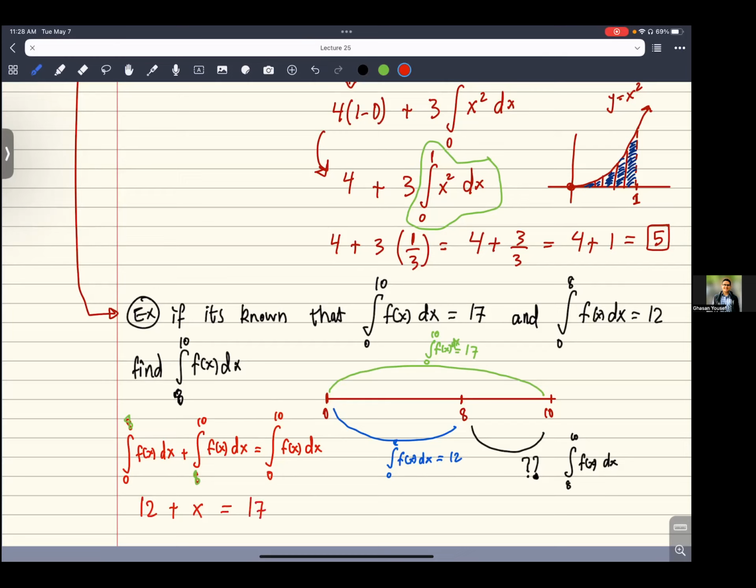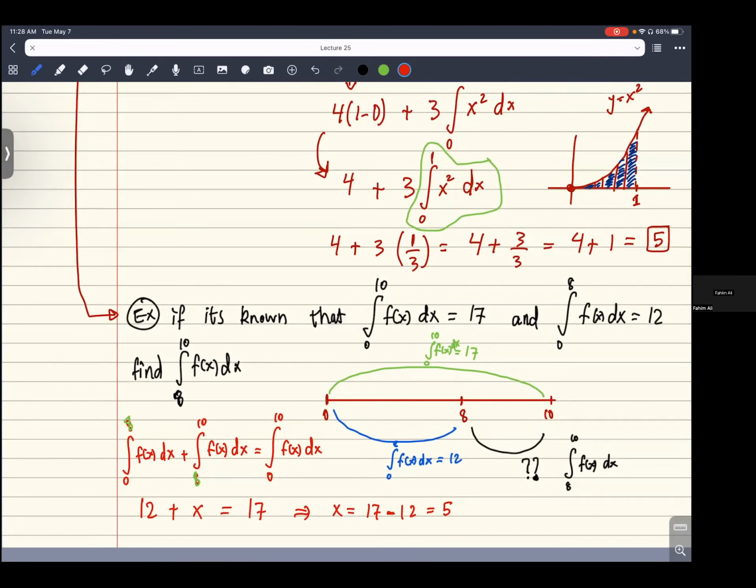Now we have to solve the equation. It's not that hard, a simple equation. How can we find it? So x equals 17 minus 12. And what's the value? 5. So the integral here is equal to 5. This is equal to 5. So the integral for this is equal to 5. Make sense? Any questions so far?